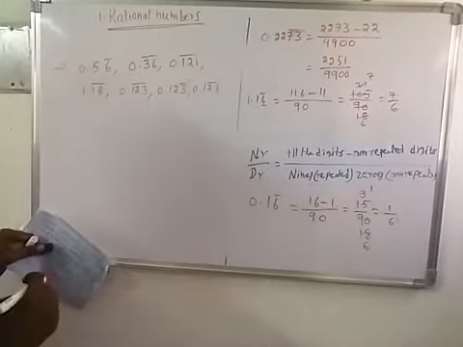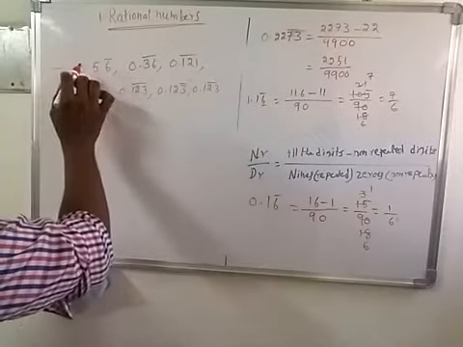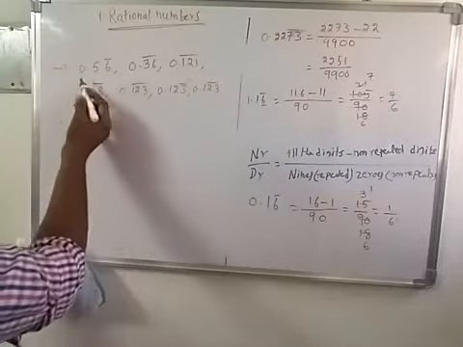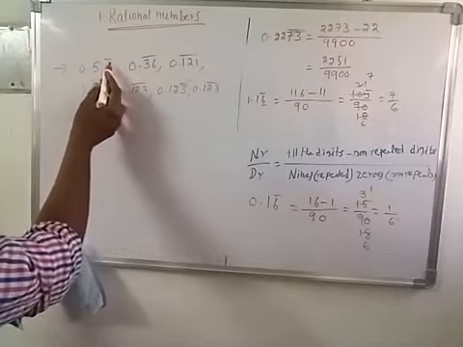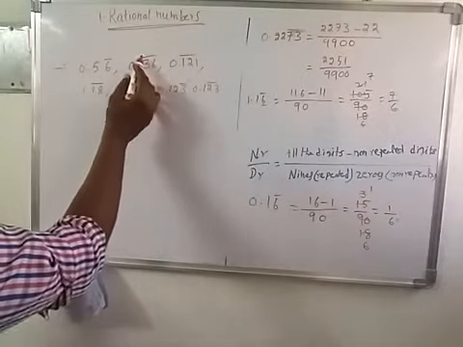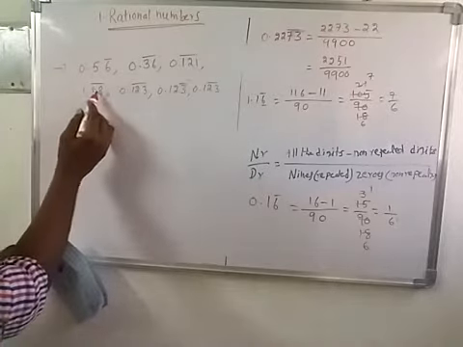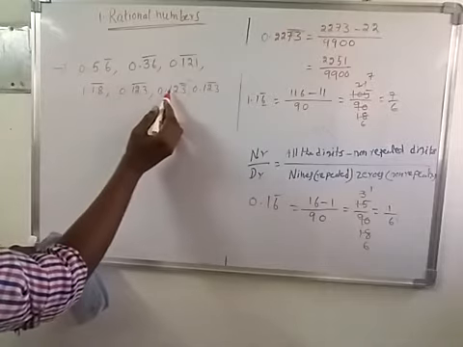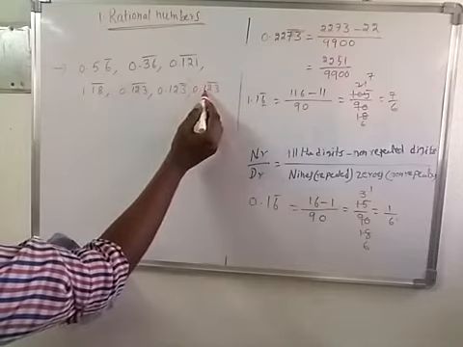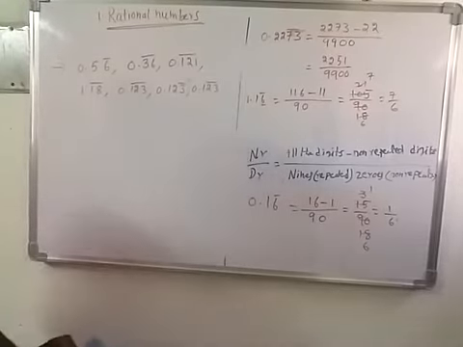Now I will give some examples for you. These non-terminating recurring decimals we are converting to rationals. The first one is 0.56 bar, 0.3636 bar, 0.121 bar, 1.18 bar, 0.123 bar. Okay, tomorrow we will continue the class.